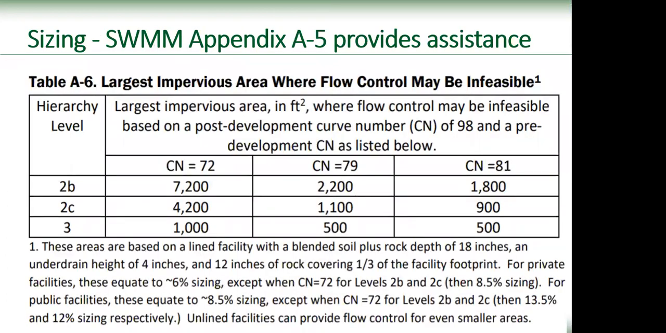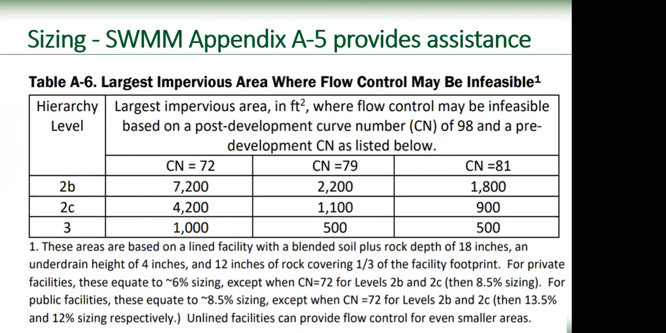The SWM Appendix 5 provides assistance to the PAC. It has a table showing some typical curve numbers and hierarchy levels, and the largest impervious areas where flow control may be infeasible based on these typical values. And it has a footnote on what situations this applies to.